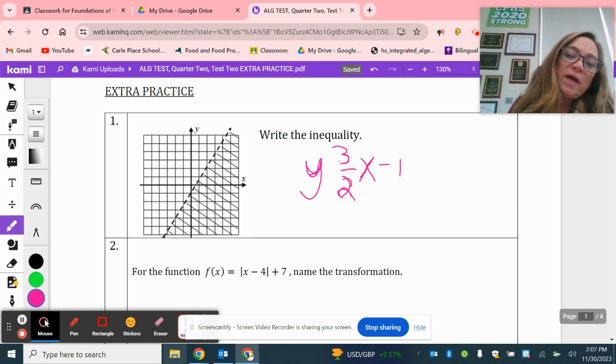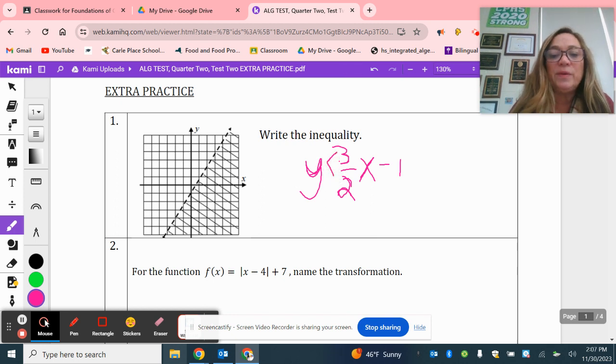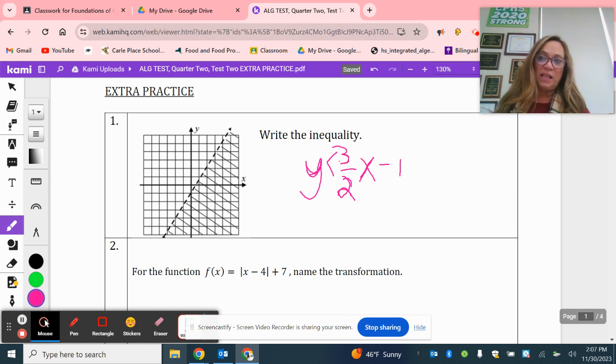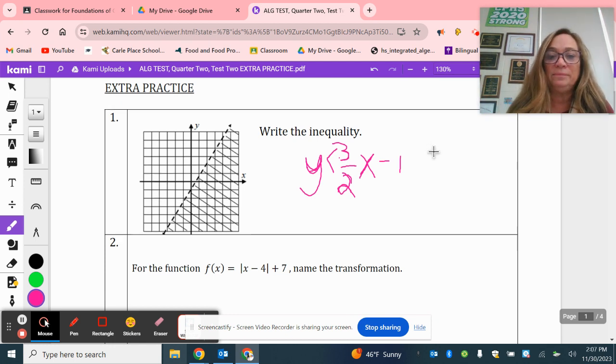Okay, so that's that. So now it's basically what inequality symbol do I have? So it's definitely a less than symbol because it's shaded below. And then there is no equal bar because the line is dotted. And then I would double check this using my calculator. So just put it in your calculator, look at your calculator, look at the picture on the paper, and just make sure you're right. Okay?